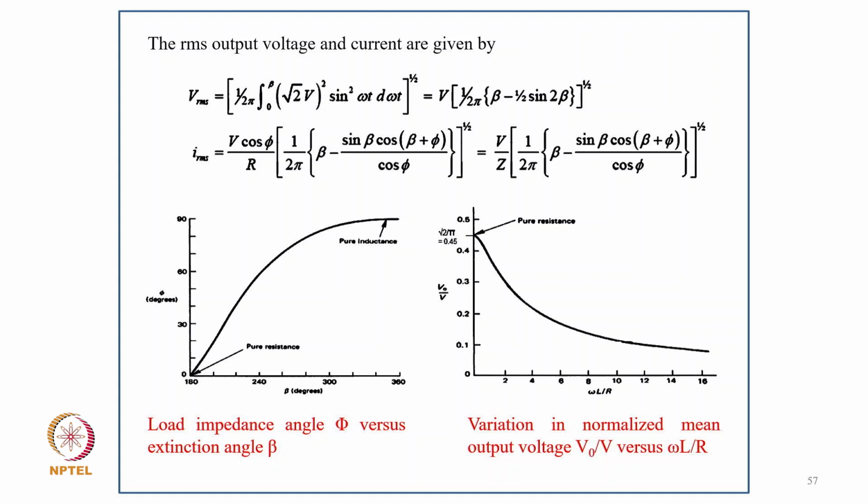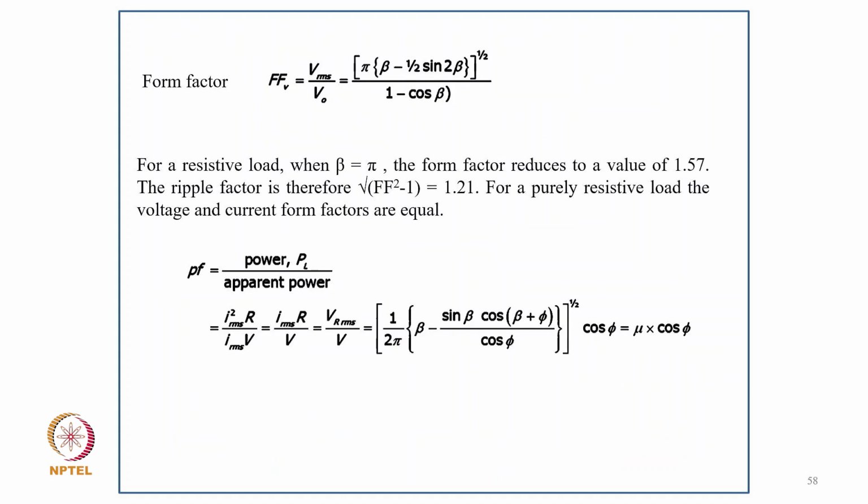How it really goes with the pure resistive load, how with pure inductive load, and in between the two, and how the typical normalized mean output voltage varies versus omega L upon R. So now form factor FV is VRMS upon V, that is in bracket pi in bracket beta minus half sin 2 beta, square root of that, divided by 1 minus cos beta.